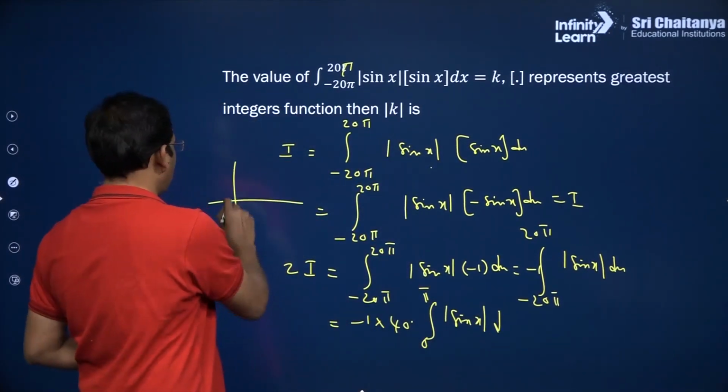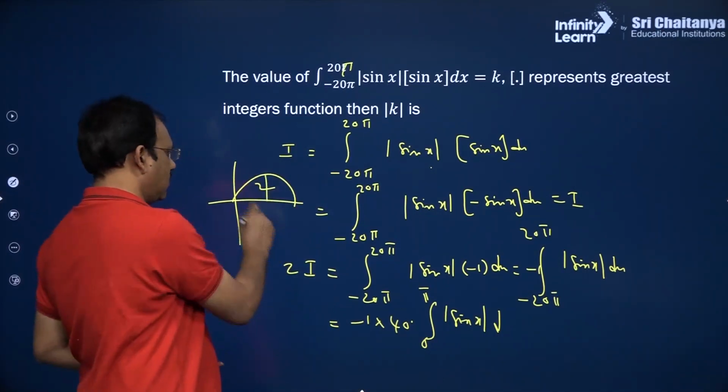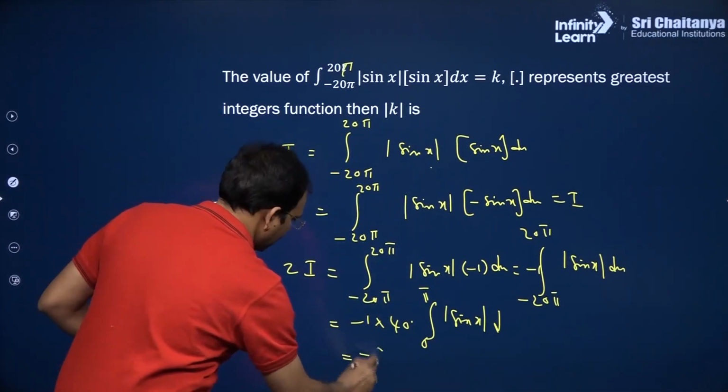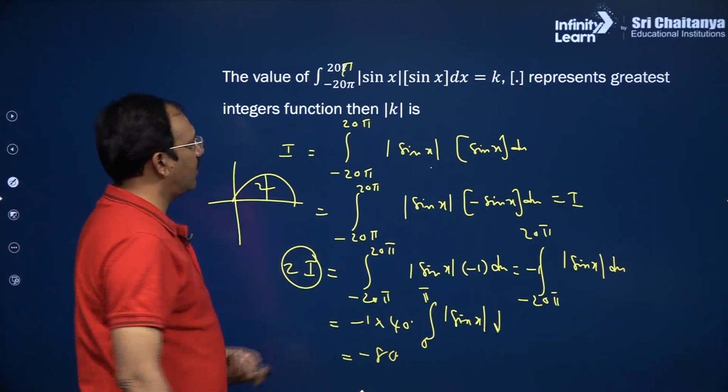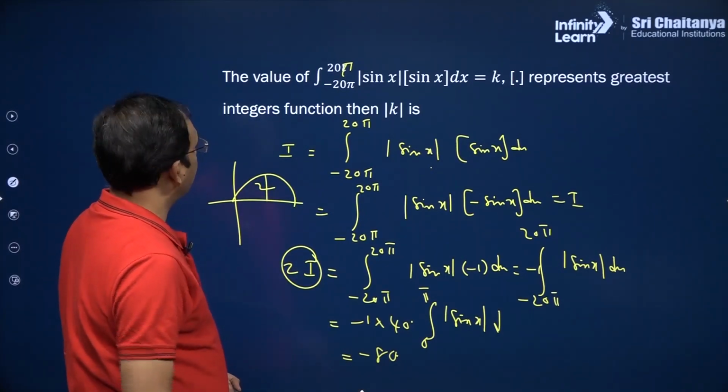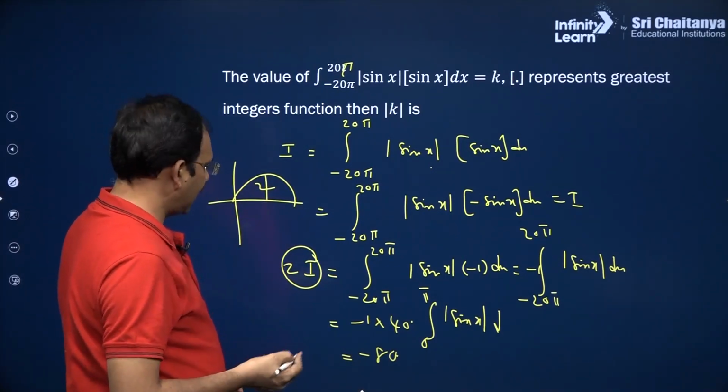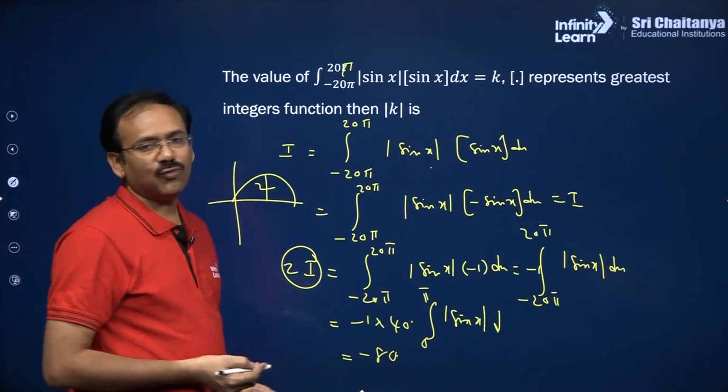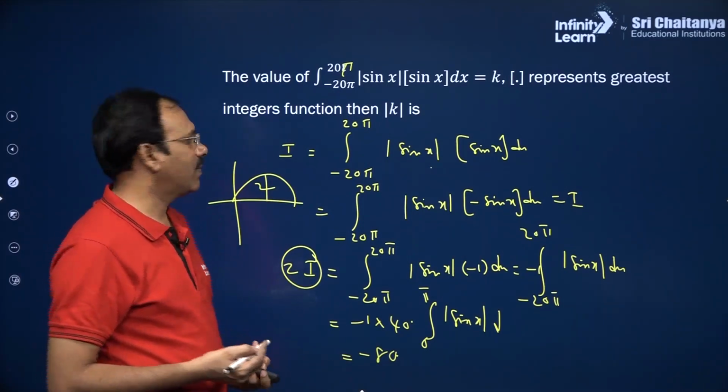Mod sin x is well known, this area is 2 units because this is 1 and 1. You can put 2 here, minus 80 is going to be 2I. I is, he is asking, equal to k, he wants mod k is equal to 40 because 2I is minus 80, do remember.